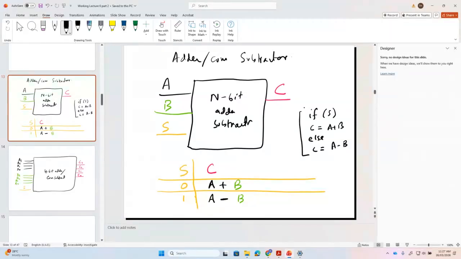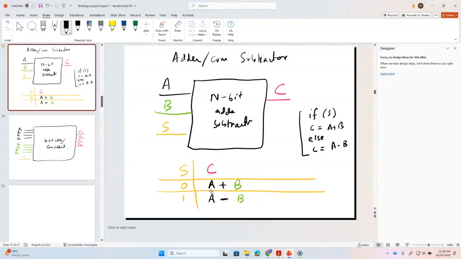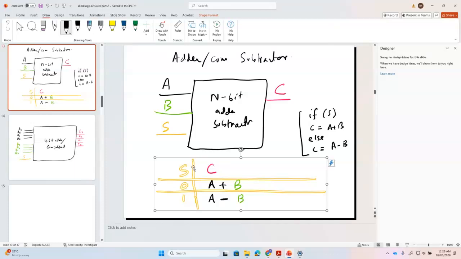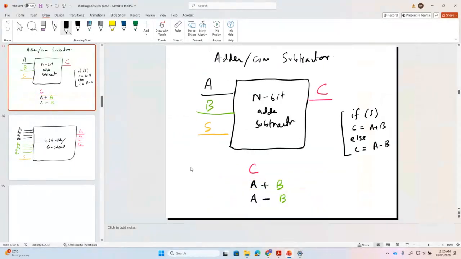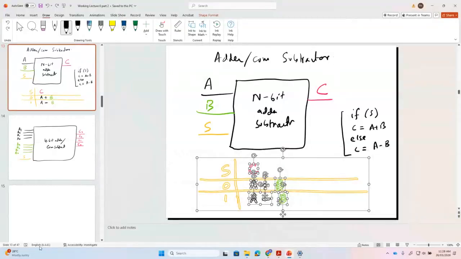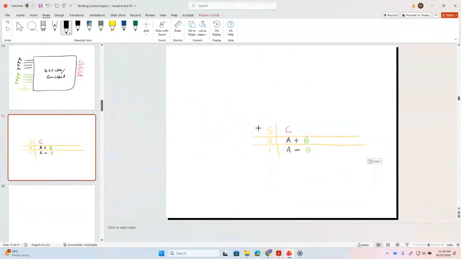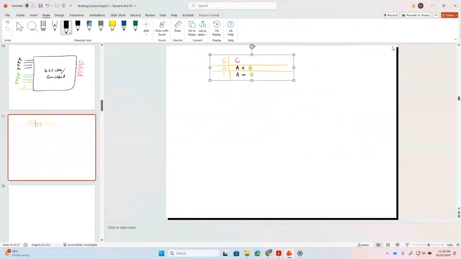Yes. Now $1 million question. Now we want to design this adder cum subtractor. Now if you look here, this is my C. We want to compute C. C will be either A plus B or C will be equal to A minus B.